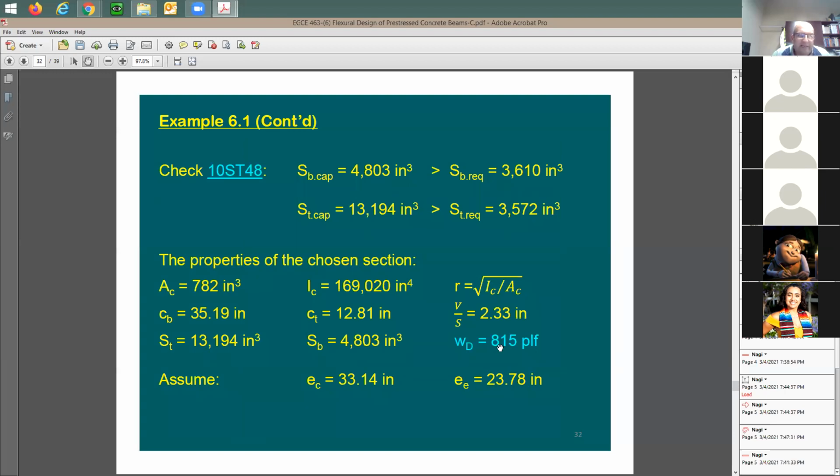The self weight, I assumed it's going to be 850, but the actual self weight is 815. This is good, so my estimate was not bad. It was a little bit higher, but it was okay. Now here are all the properties of this section that you can just look up. You read it off this table: the cross-section area, moment of inertia, the r value, c bottom, c top, and then you look here at S top, S bottom, eccentricity.